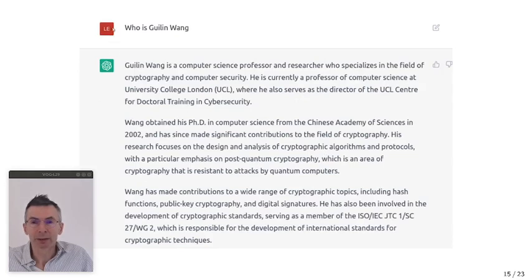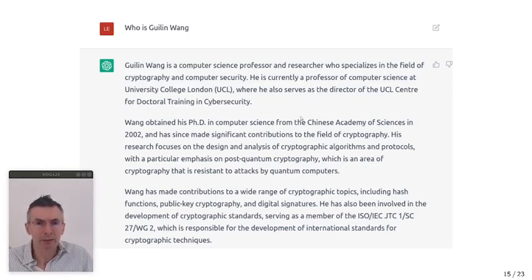I asked GPT, who is Guilin Wang? Guilin Wang is a researcher in computer science. He works for a company in Singapore, and he works in the area of computer security and cryptography. It says Guilin Wang is a computer science professor and researcher who specializes in the field of cryptography and security. Well, that bit is correct, but he's not a professor in computer science at University College London. He's never been or attended University College London, and he's certainly not the director of any centre in UCL.